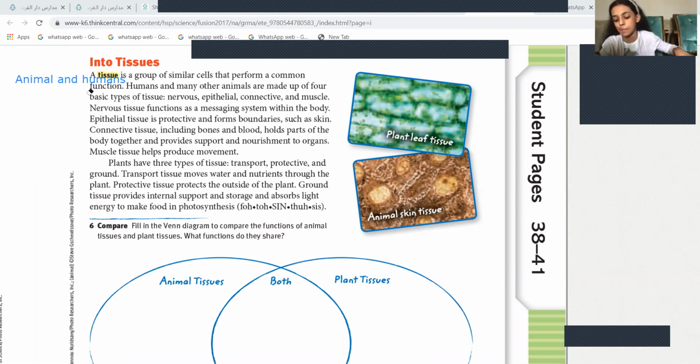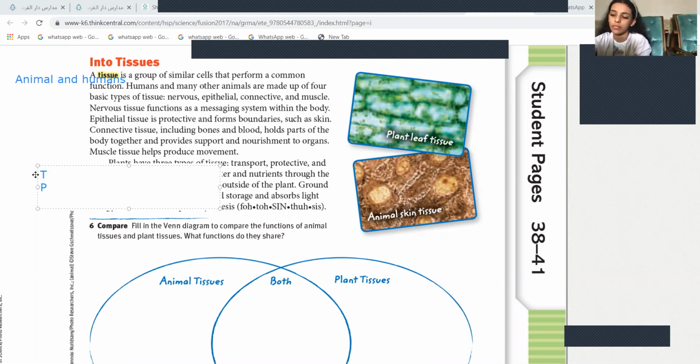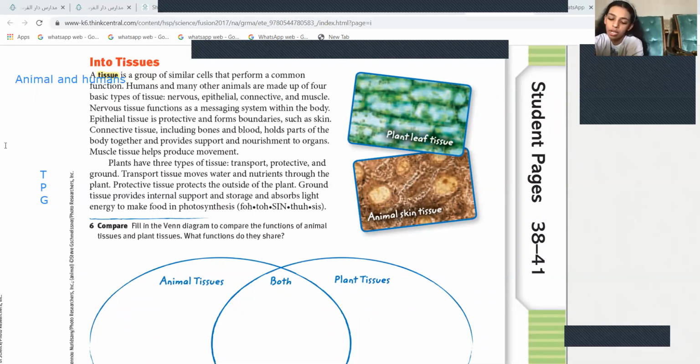Now, coming to plants. Plants have 3 types of tissues: transport, protective, and ground. TPG. T is transport tissue, P is protective tissue, G is ground tissue. Transport tissue, protective tissue, and G is ground.